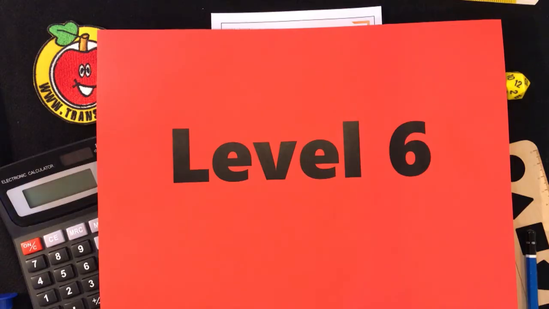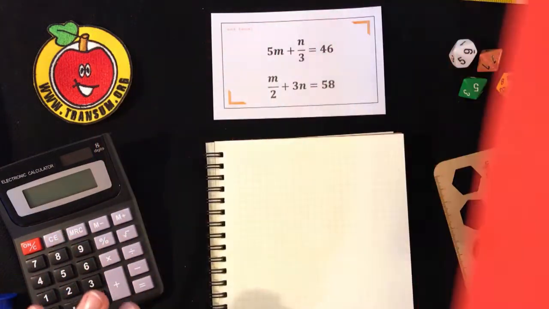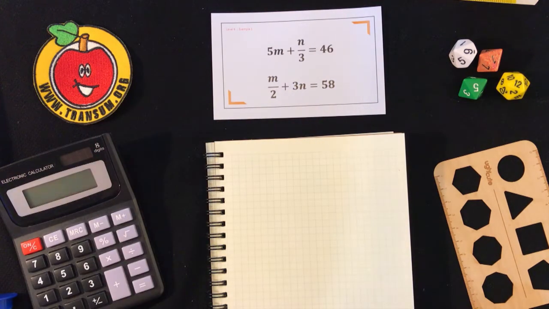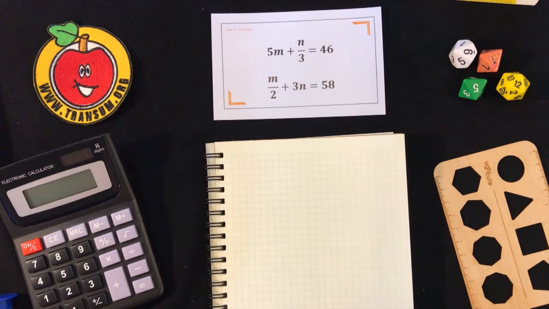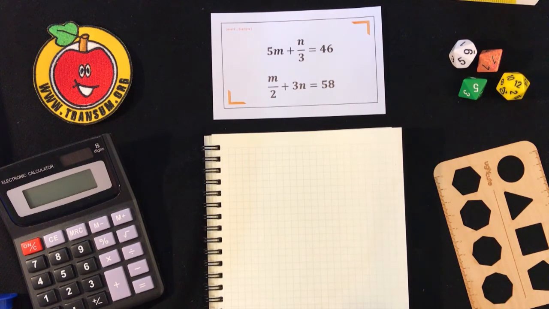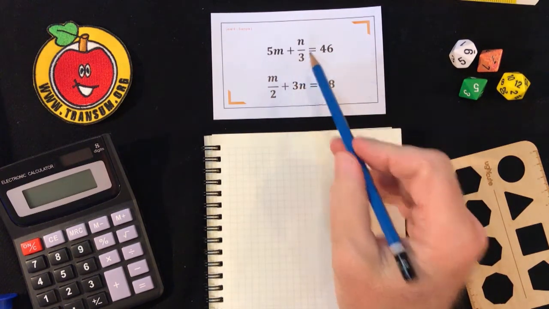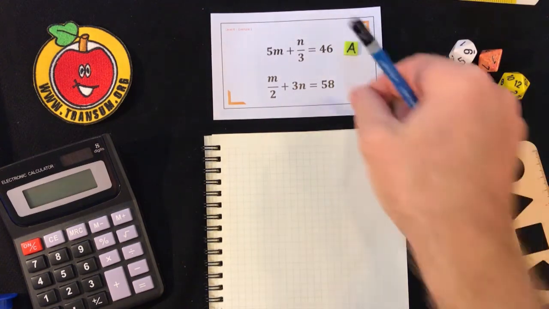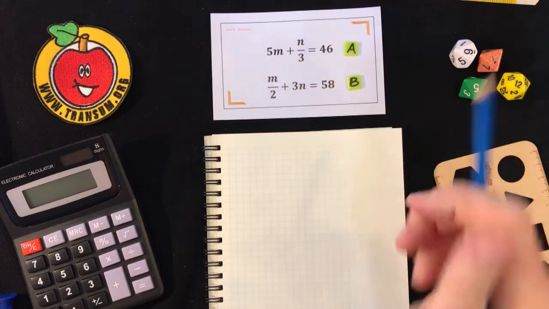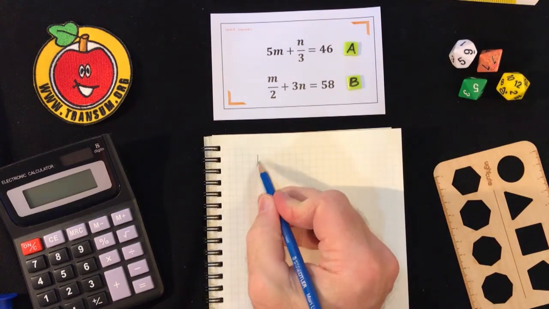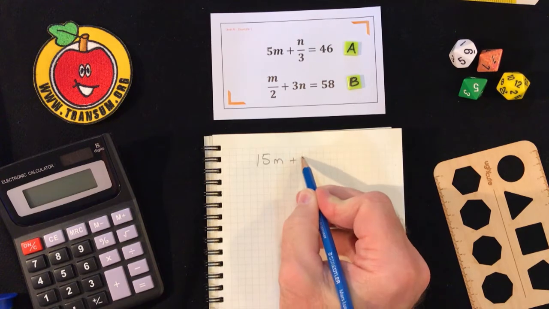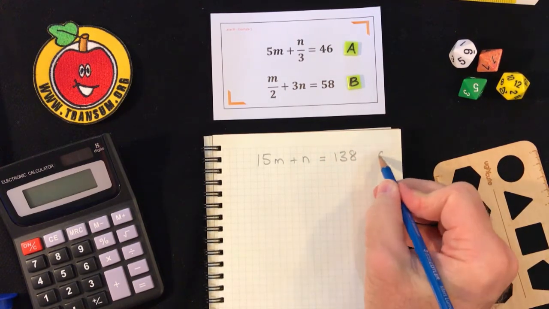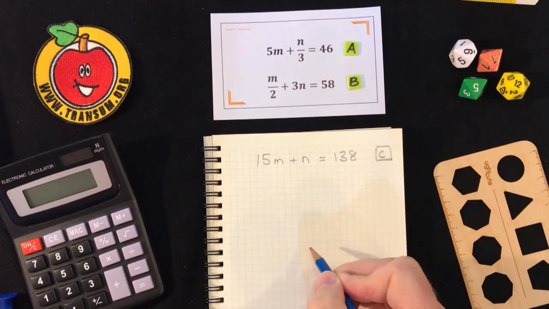We've now reached level 6, and we have equations with fractions in them. We haven't been doing these before, so I think the first thing we'll do is take that first equation and multiply throughout by 3, and that should get rid of the fraction involved. So we have 15m plus n is equal to 138, and I'll call that equation C.